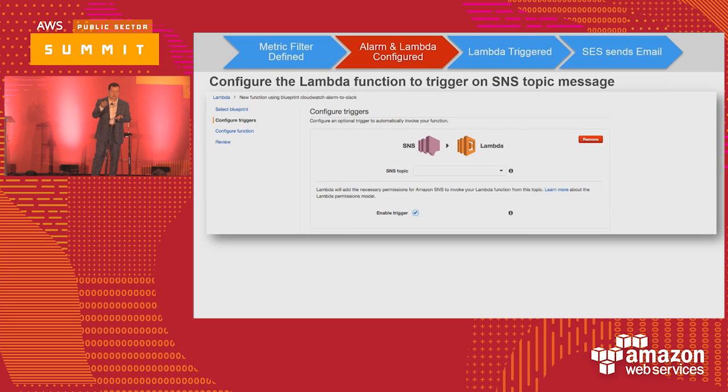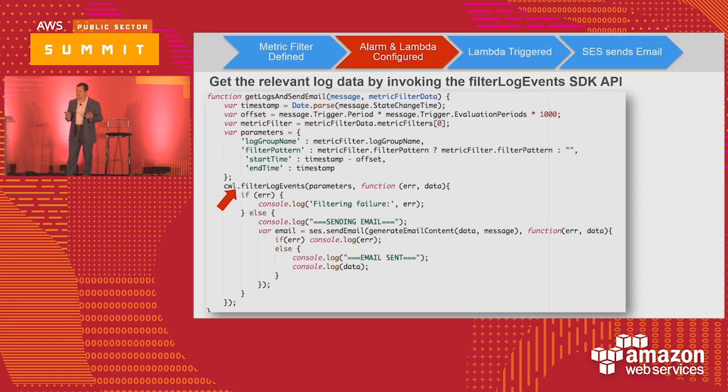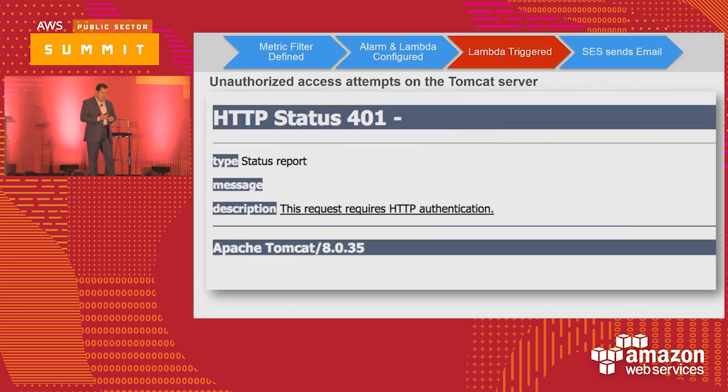So what we're going to do next is we're going to create a Lambda function. That Lambda function is going to be triggered by that SNS topic. So the SNS topic that is triggered by my CloudWatch logs alarm is going to trigger this Lambda function. And the Lambda function is going to get the metric information by using the CloudWatch logs describe metric filters API. It is going to get the relevant log data, so it's going to pull the actual log data using, again, another API in CloudWatch logs. And it is going to use SES's API to email me that relevant log data. So to actually trigger this, we would go to our server and trigger a 401.